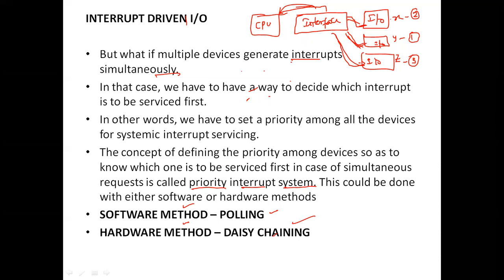When interrupts come simultaneously, we attend those requests by making use of priority. Based on the priority, the CPU is going to attend to the request. This mechanism we call the priority interrupt system, and it can be done in two ways: either in a software method or in a hardware method. If we do it in a software method, the mechanism is called polling. If we do it in a hardware method, the mechanism is called daisy chaining. So first we will look at the software method.